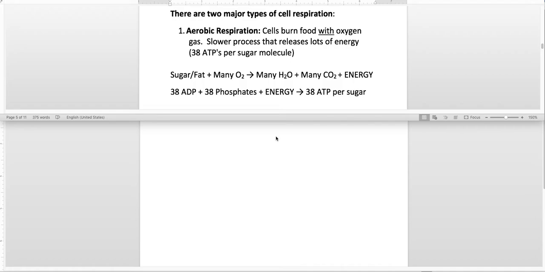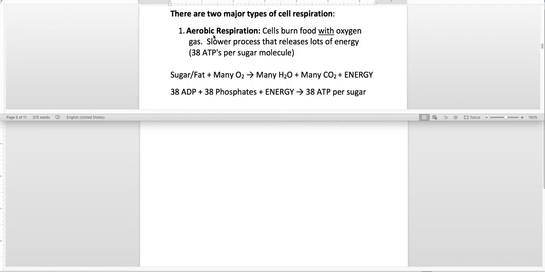So the first type of cell respiration is called aerobic respiration. Some of you may have heard the word aerobic before. You probably heard it in the context of exercise, aerobic exercise. As it turns out, there is a direct relationship between the kind of exercise you do and the kind of cell respiration you do. When you do aerobic activity, aerobic exercise, your muscles are primarily getting energy by doing aerobic respiration. So the word aerobic actually is one of these words that means what it sounds like. Aerobic means with air or with oxygen.